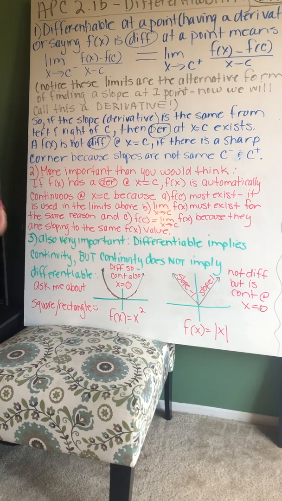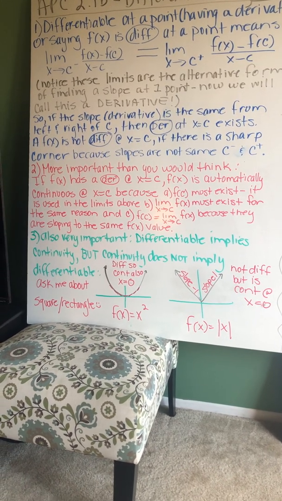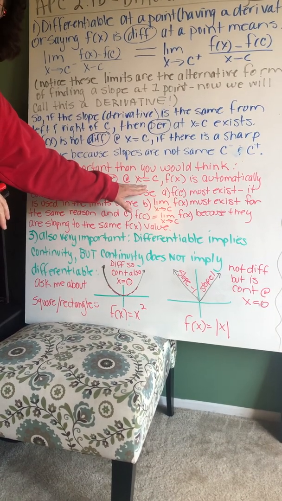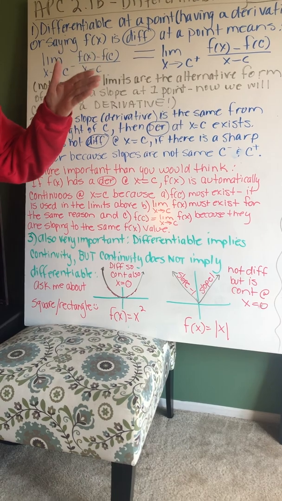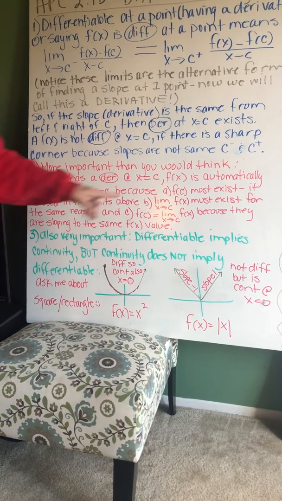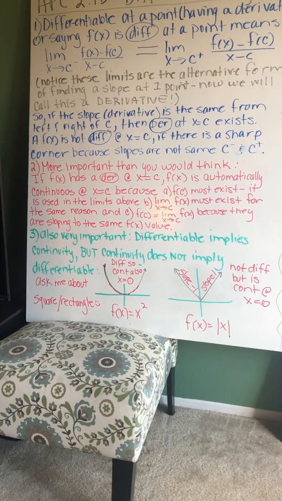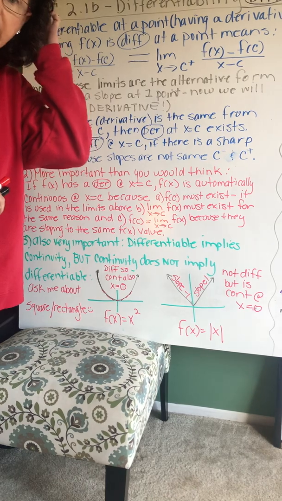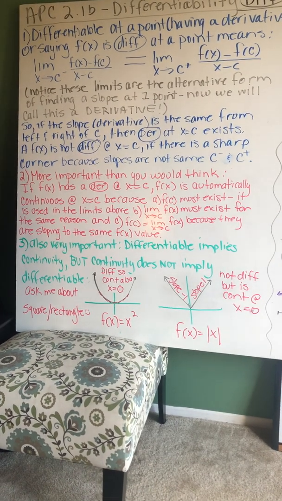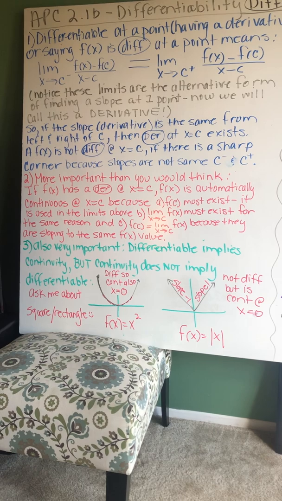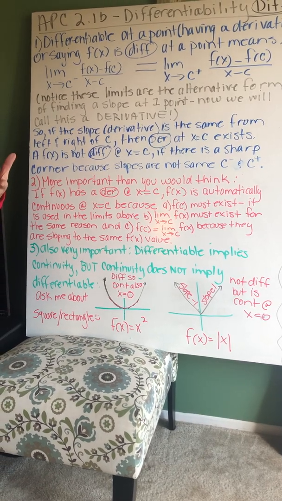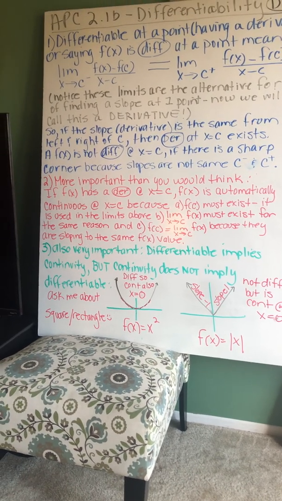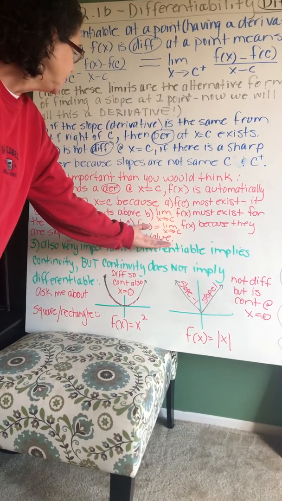Number two, more important than you would think, is that if a function has a derivative at x equals c, again, the slope is the same from the left and the right of that value, the function is automatically continuous at x equals c. Let's stop here for a minute and then we'll talk about why. So what this means is, when they talk on the AP exam about a function being differentiable, even though they don't say it, it also means it's continuous because these conditions are met.